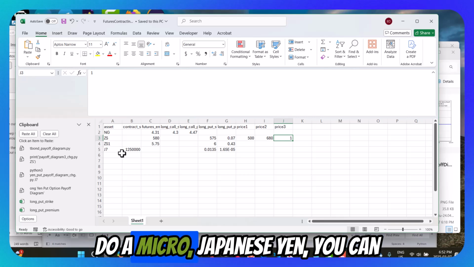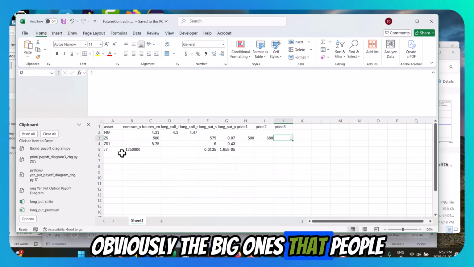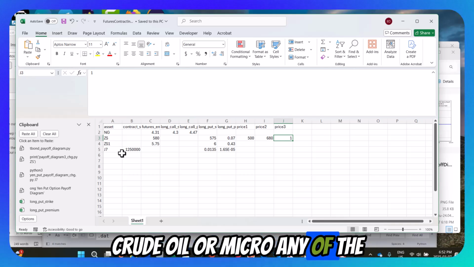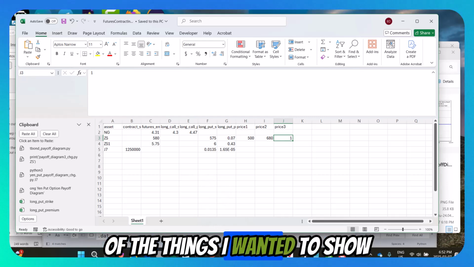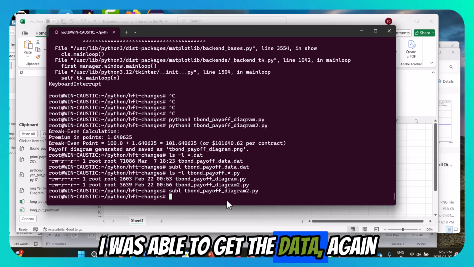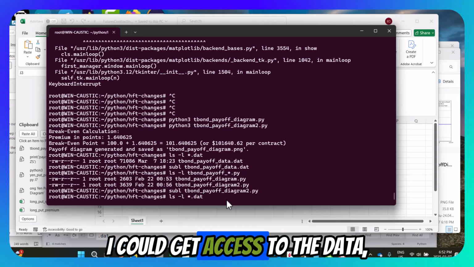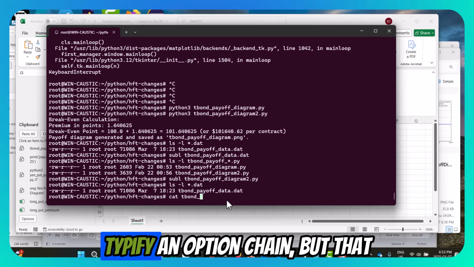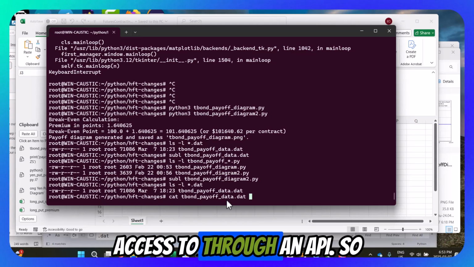So you can do a micro Japanese yen, you could do a micro maybe soybean, and obviously the big ones that people like to trade are the micro oil, crude oil, or micro any of the market indices as well. So we have that in place. One of the things I wanted to show you on the command line here is, if I was able to get the data, again, paying the thousands of dollars, I could get access to the data, which would pretty well typify an option chain that you would download or have access to through an API.